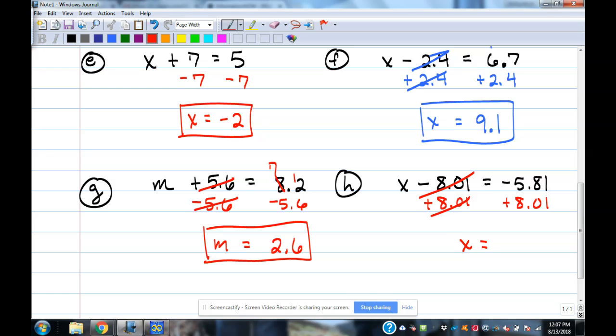Now, they're opposite signs, so that means I want to subtract them and keep the sign of the bigger one. It does me better if I stack them up this way. 0, I got a 1, 2.20. Positive, because the $8 and a penny was more than the negative $5.81.